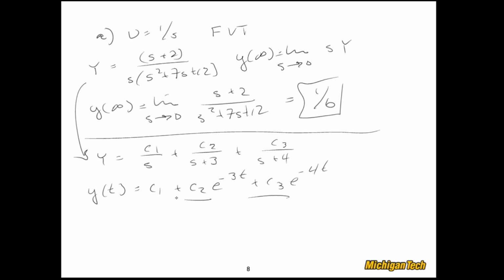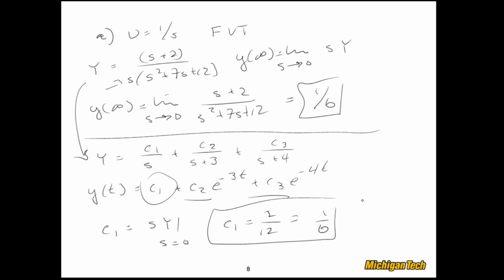These two terms, as time goes to infinity, do nothing. But this one gives us perhaps a final value, a steady state value. And we can find c1 by going, let's see, that's for this root. So it'd be s times y, and then let s equal 0. So c1 is equal to 2 over 12, or 1/6. It all checks. It's beautiful.